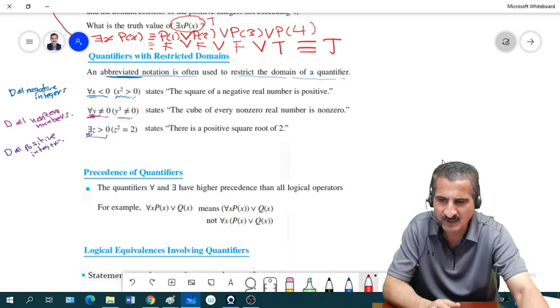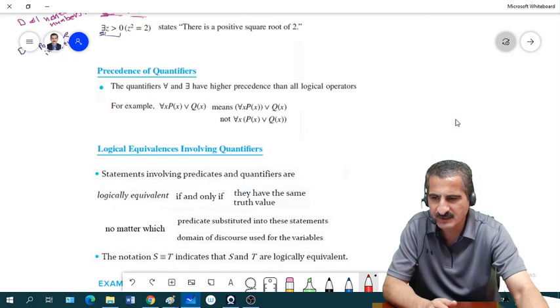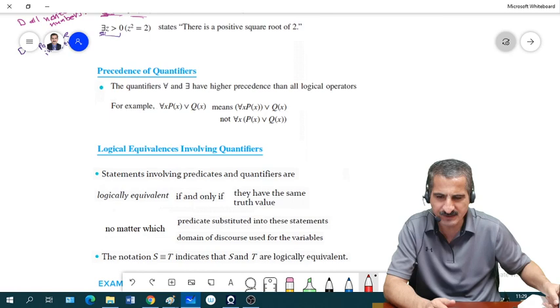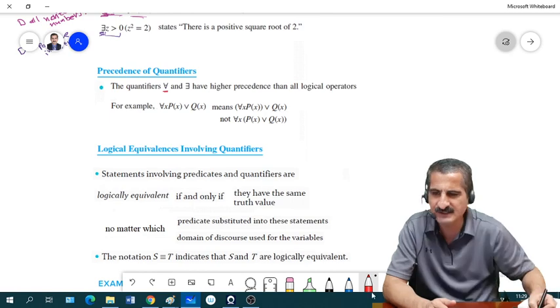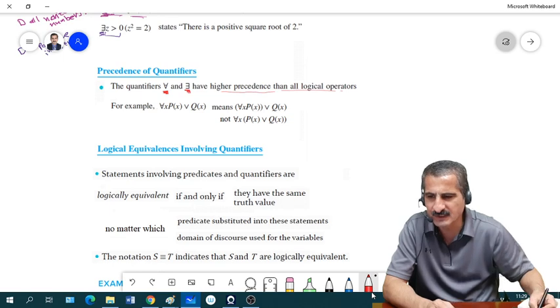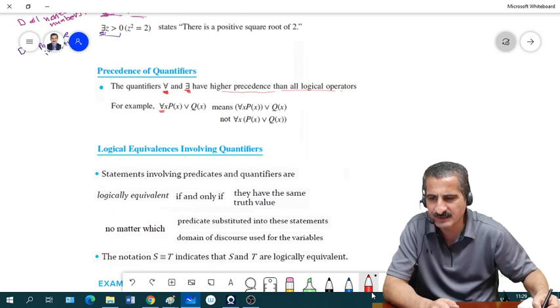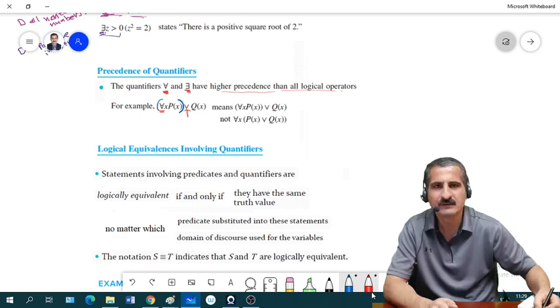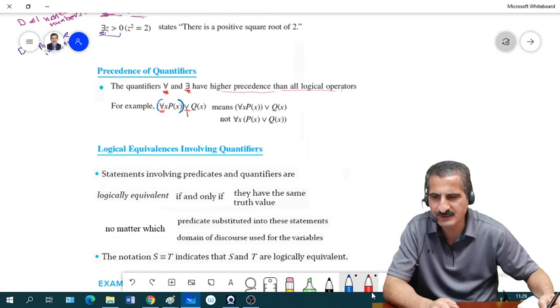Now the precedence of quantifiers. The quantifiers such as there exists and for all have higher precedence than any other logical operator. Which means if you see the universal quantifier and you see a disjunction, we must perform the quantifier before we perform the disjunction. So this here means that, but not this.